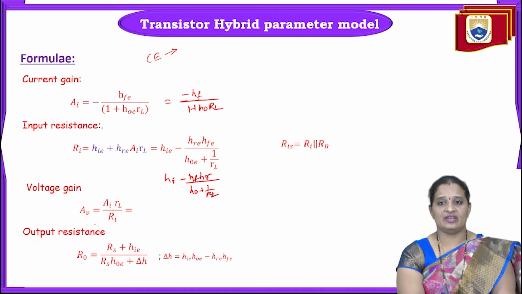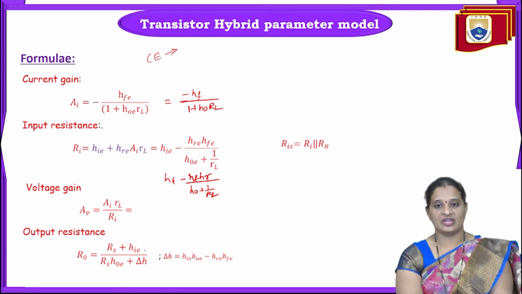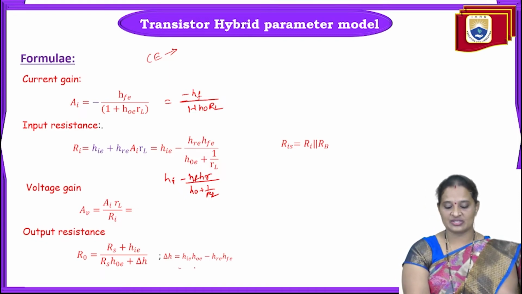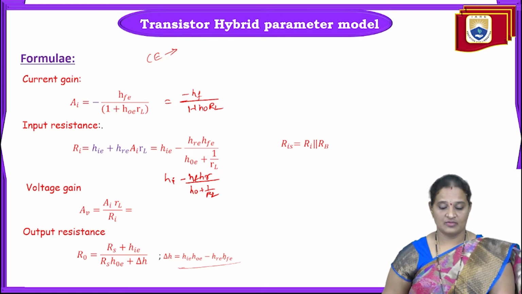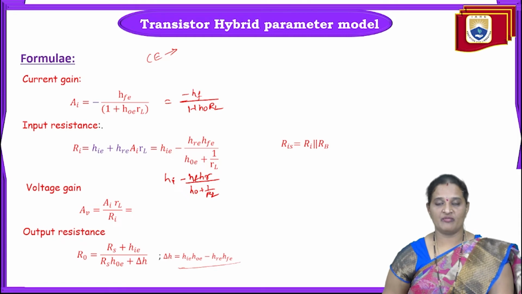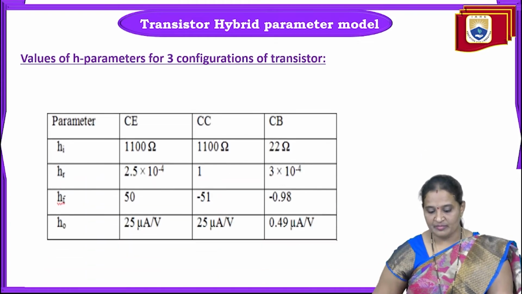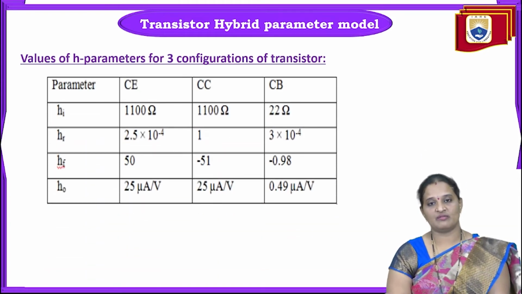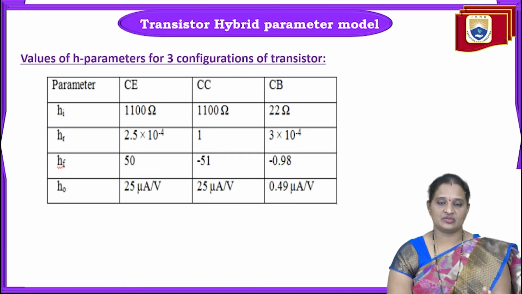And voltage gain is given by AI into RL by RI, where RL is the load impedance connected to the transistor. The output resistance R0 is equal to RS plus hie divided by RS plus hoe plus delta h, where delta h is given by hie hoe minus hre hfe. These are the formulas we need to remember whenever we are solving problems on amplifiers. We also need to remember the h parameter values. If the h parameter values are not given, we need to use the ideal values of h parameters of all the three configurations.